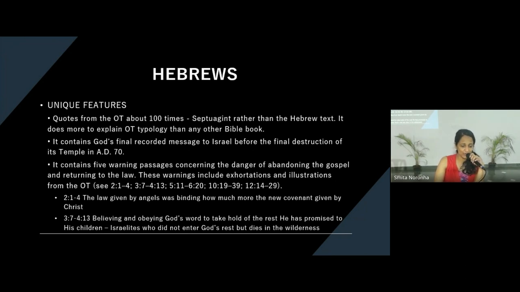This is also God's final message to Israel before the destruction of the temple, because it's written right before that. We see five warning passages that are included in this book. And they're related to abandoning the gospel and returning to the law.